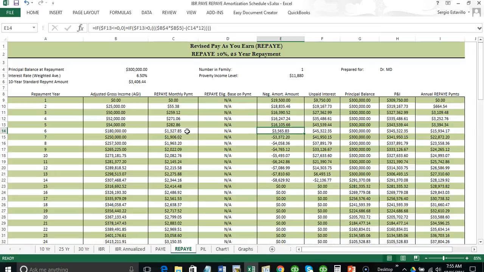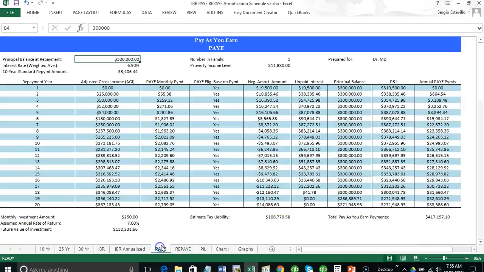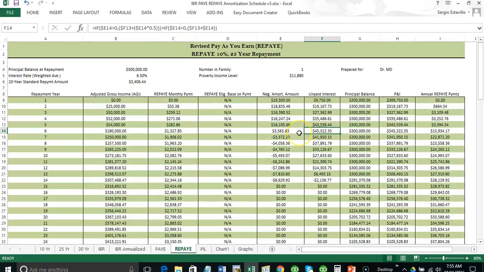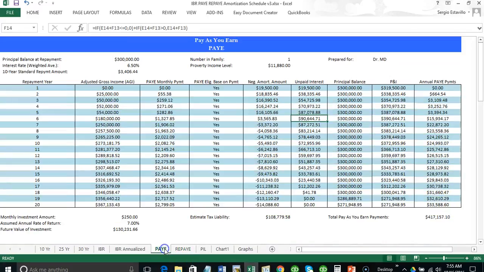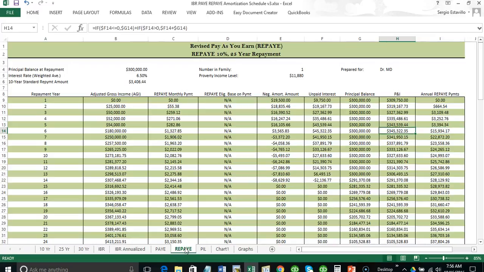You're still accruing interest of about $3,500, but over the life of the loan, at this point, your unpaid interest is at $45,000. Again, it's half of what PAYE is. So at PAYE, it's at $90,644. So REPAYE is half that amount. So you save $45,000 by selecting REPAYE. So at this point, you're at $345,000 total outstanding balance, and the total amount that you paid is $15,930. So it's the same as PAYE. The amount that you paid in REPAYE and PAYE are the same. It's that 50% interest subsidy that is the compelling reason to select REPAYE.